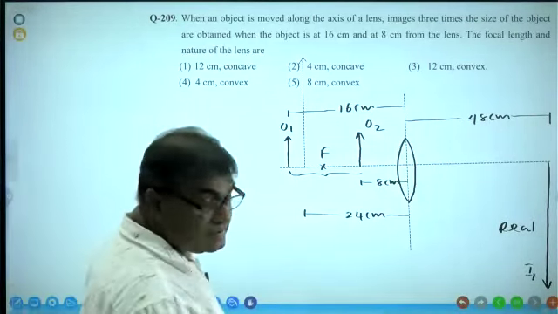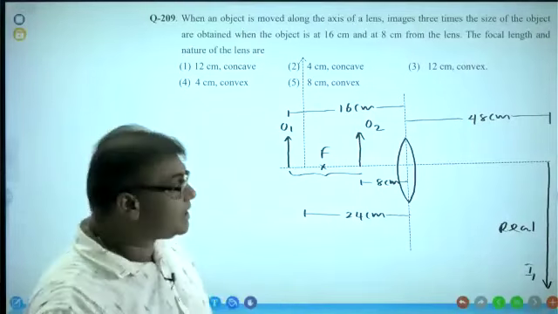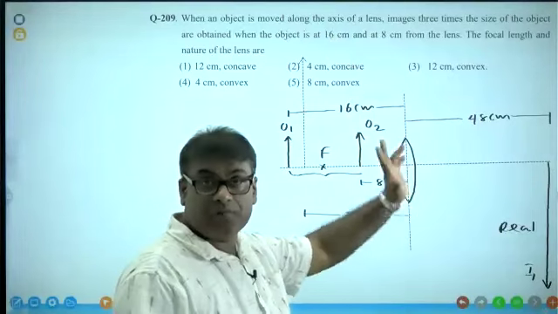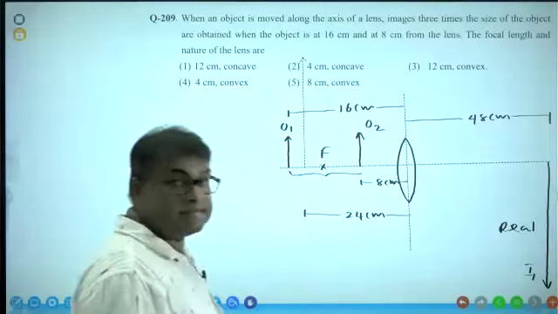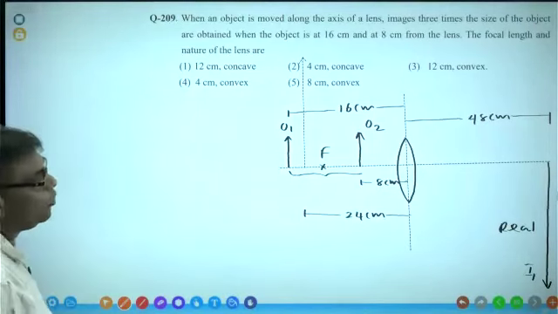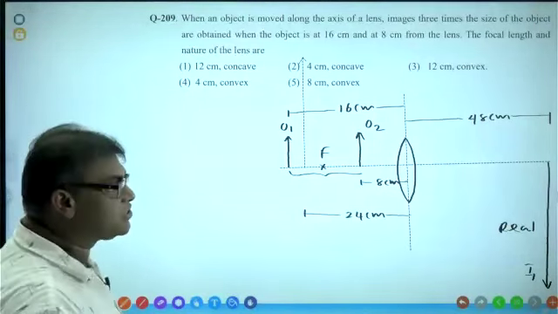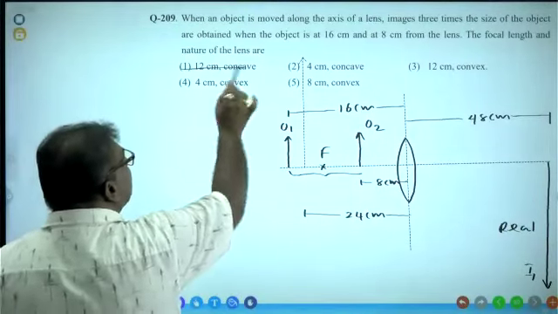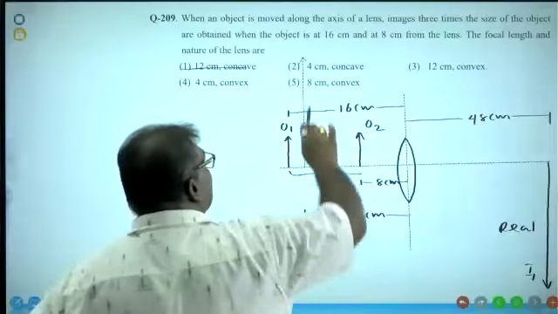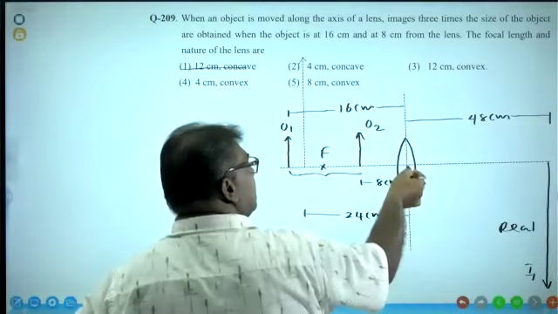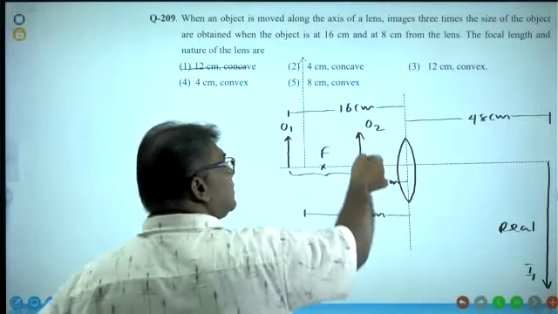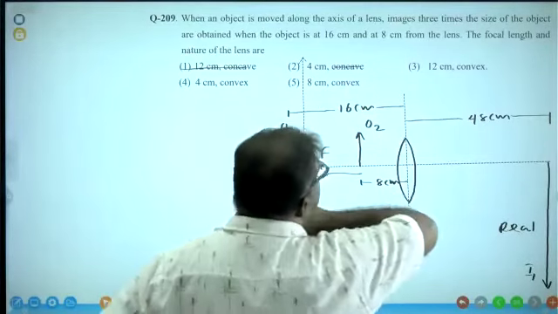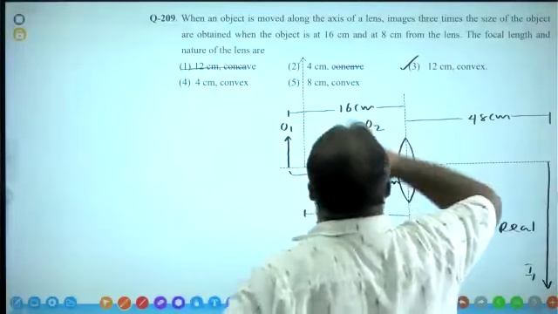And it should be a convex lens. Reason, this kind of 3 times magnified image is never formed by a concave lens. A concave lens is not possible to form this kind of magnified image, no? Then this is a convex lens. Here we can remove this answer. It is 4 centimeter. If the focal length is 4 centimeter, this won't lie inside the focus. No? This is wrong. As well, concave wrong. And this may be the correct answer.